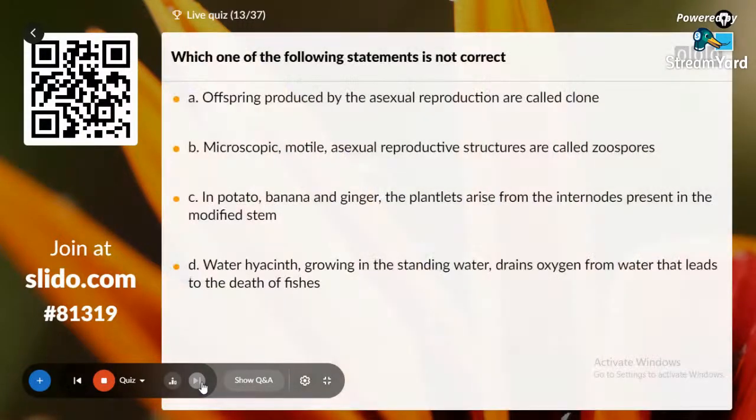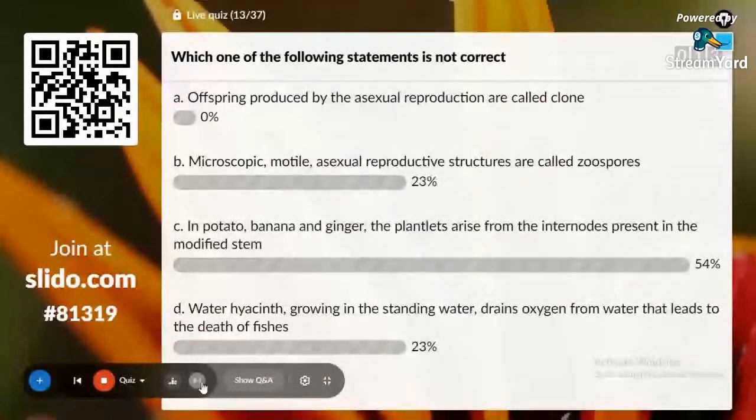13th question on the screen. Which one of the following statements is not correct? Option A. Offspring produced by asexual reproduction are called clones. Option B. Microscopic motile asexual reproductive structures are called zoospores. Option C. In potato, banana, and ginger, the plantlets arise from the internodes present in the modified stem. Option D. Water hyacinth growing in standing water drains oxygen from water that leads to the death of fishes. The correct answer is option C. 14th question on the screen.